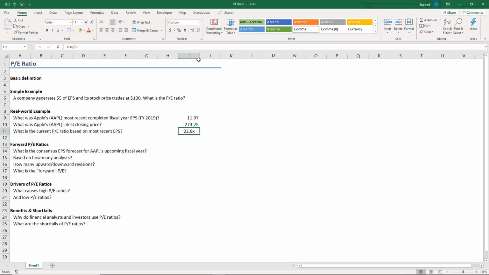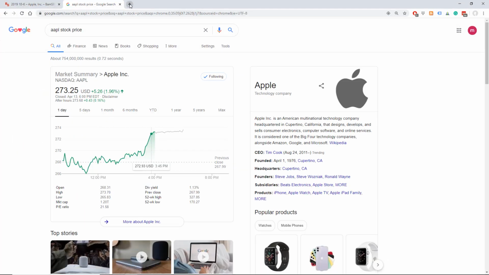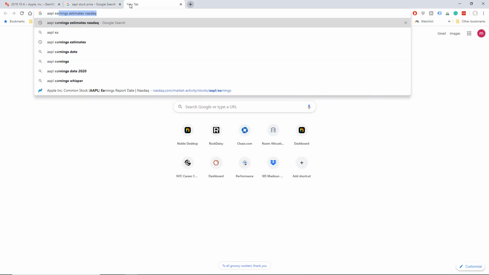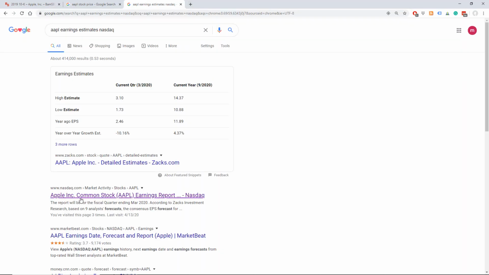Now that's using Apple's latest, most recent historical year. You can also calculate what's known as a forward PE ratio, meaning a PE ratio based on future earnings. Let's do that now. What is the consensus EPS forecast for Apple's upcoming fiscal year? To calculate that, I'm going to type into Google AAPL earnings estimates and NASDAQ. Okay? The NASDAQ exchange here, I'm going to use the first link here.